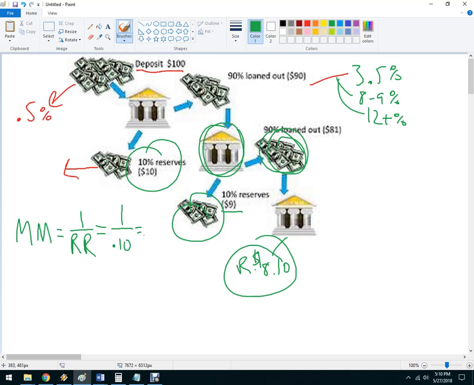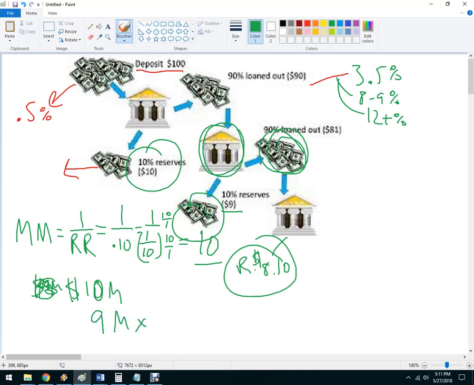I like to do this with fractions because you may run into a situation on a test where you can't use a calculator. So it's 1 over 1/10; multiply the bottom by 10, multiply the top by 10, and we end up with a money multiplier of 10. So if the Fed were to create, say, $10 million of new money, the first bank is going to have to hold on to 10% of that, which is $1 million. So it's really 9 million multiplied by the money multiplier, and that's what gets going through the system. This is $90 million in new money.